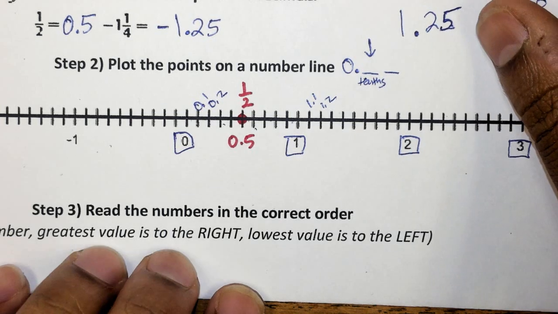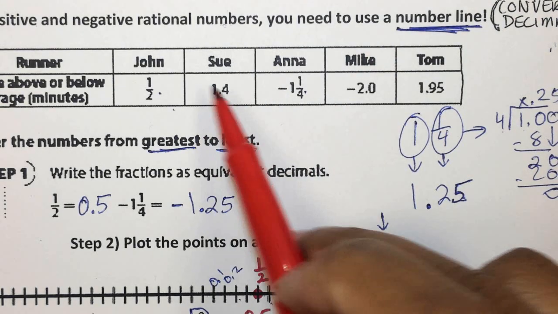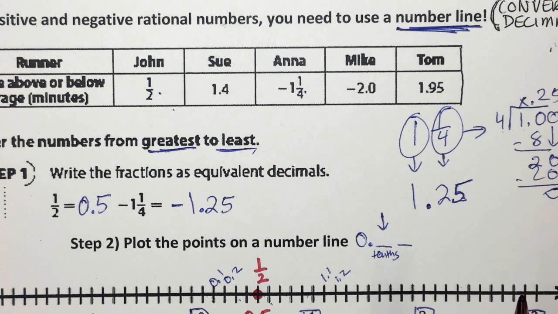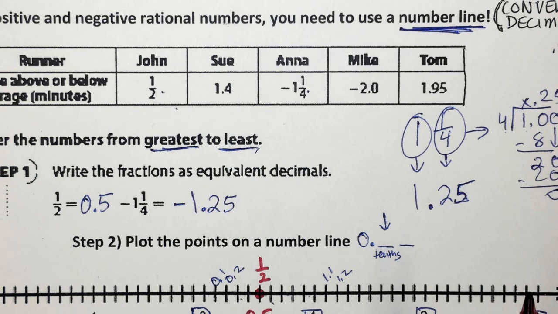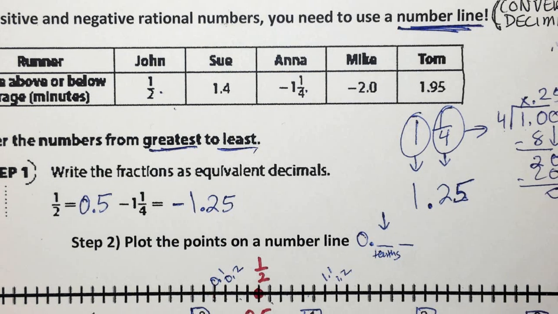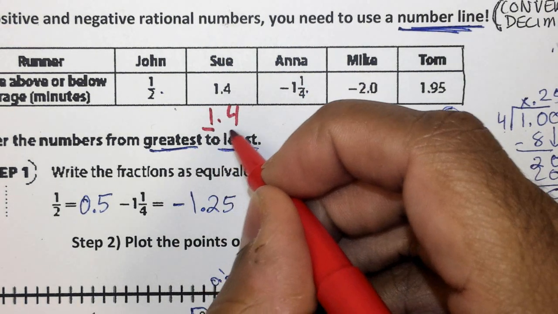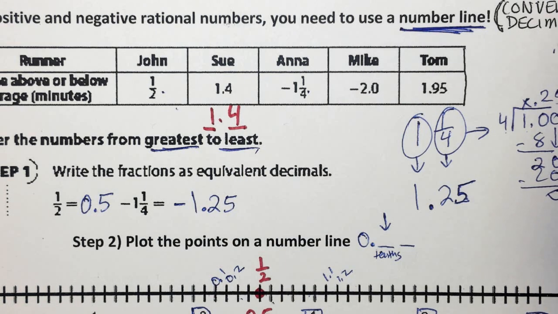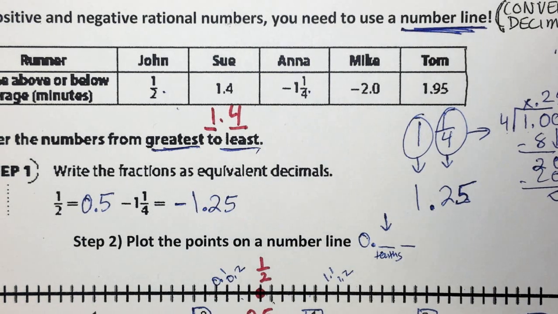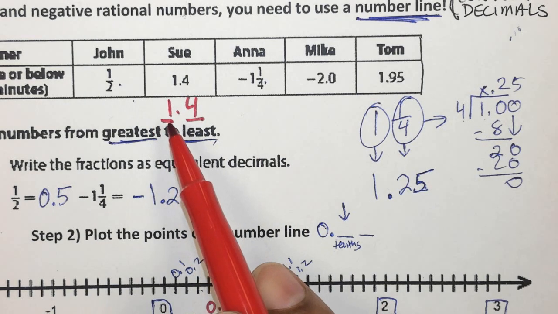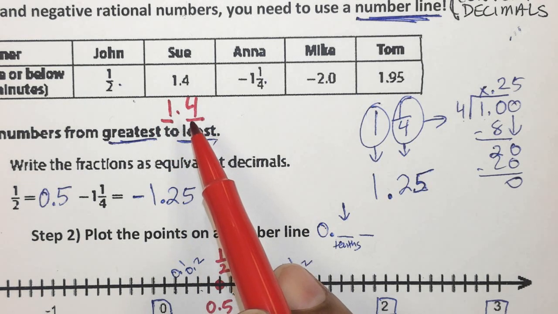Now, for the other one, 1 and 4/10. We're going to break this up into two movements. We're going to look at the 1 as a whole number and then the 4/10. Now this is positive, so we're going to be on the right side of our number line. We're going to move one whole space and then 4/10.